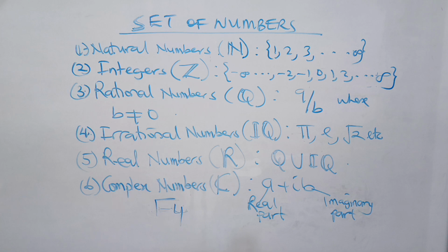So complex number comprises of real parts and imaginary parts. That i denotes the imaginary part. That's just the meaning of that a plus ib. The a is the real part, while the b is the imaginary part.